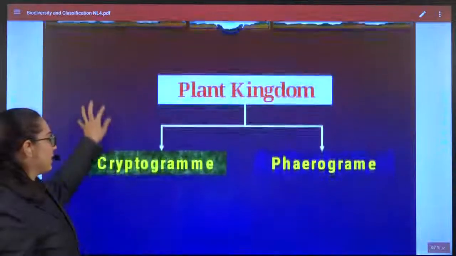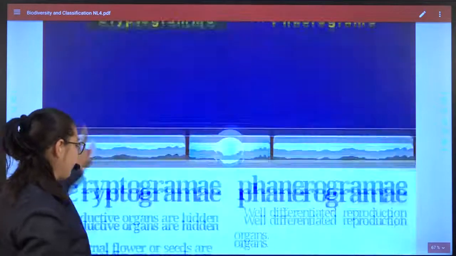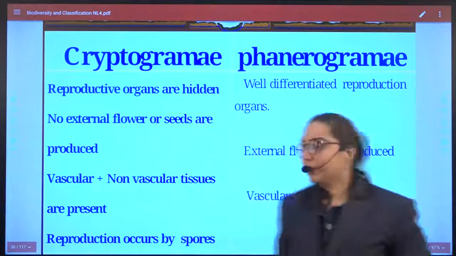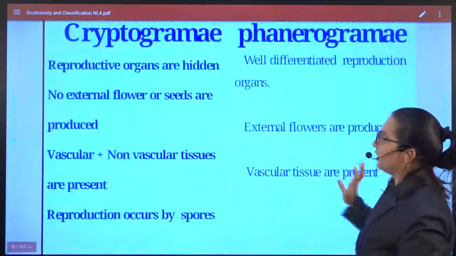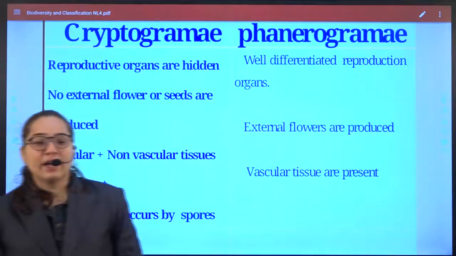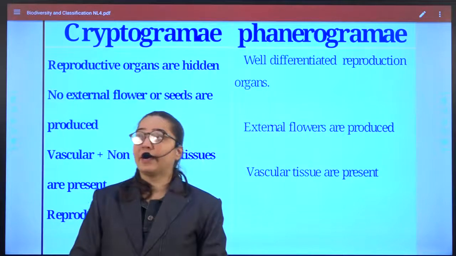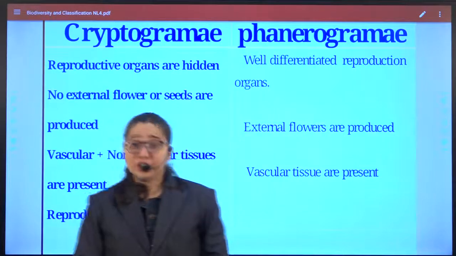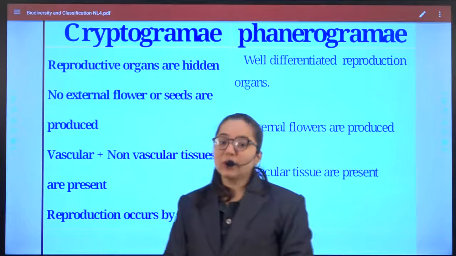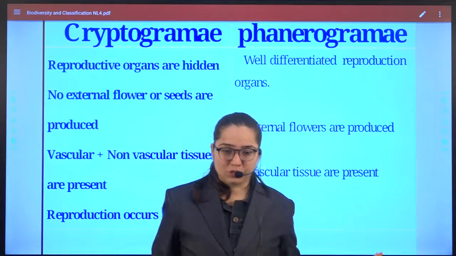Kingdom Plantae is basically divided into two types, that is cryptogams and phanerogams. This is their basic difference, how they are divided. If the reproductive organs are hidden, then it's a cryptogam. And if they are not hidden, which means they have well differentiated reproductive organs, then it's a phanerogam. No external flower or seeds are produced over here, while here they are produced.